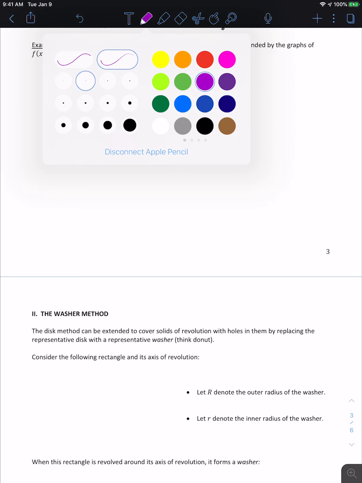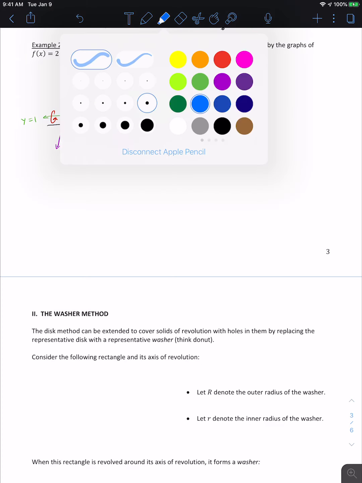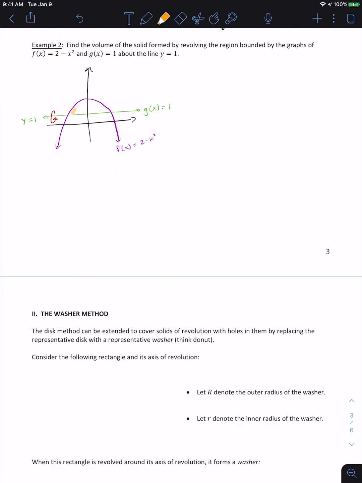And then my function g of x equals 1. That means a horizontal line at the y value 1. And that's also the line y equals 1. So that green line there is also going to be the line that we revolve around. Right? So let's go ahead and highlight what our area is that we want to revolve. That's this area that's bounded by g of x equals 1 and f of x. And we're going to revolve it about that line y equals 1.